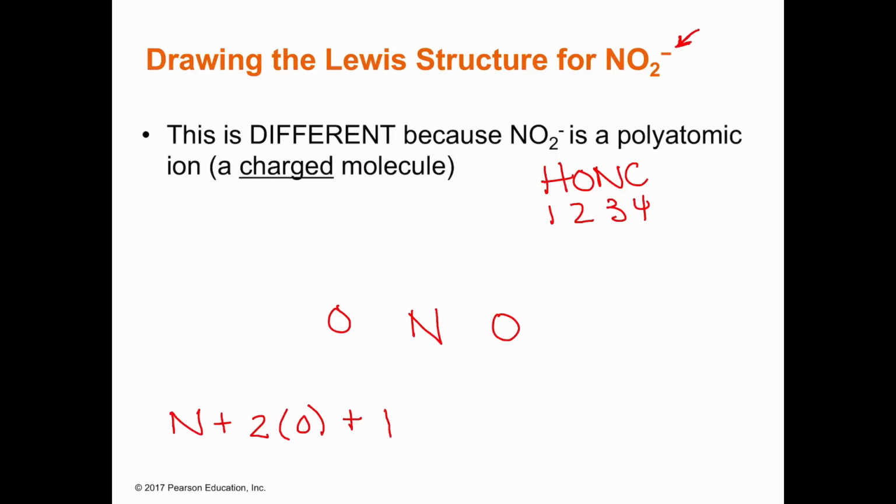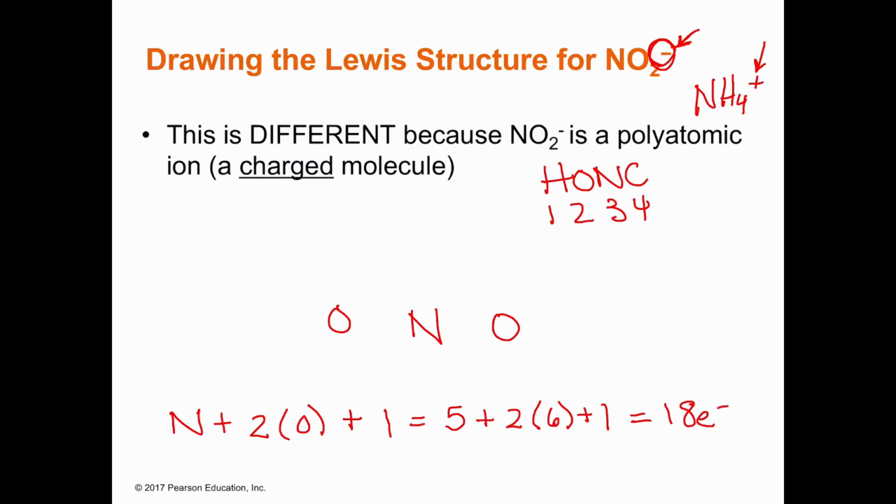And the opposite is also true. If it's a plus, like NH4 plus, you would have one less electron to use because your polyatomic has lost one. That's what these charges are. This is where the difference is. So we would have 5 electrons from the nitrogen plus 2 times 6 from the oxygens, plus that one extra one from the minus charge. So 2 times 6 gets us 12, plus 1 is 13, plus 5 gives us 18 electrons that we can use. The rest of the process is the same.